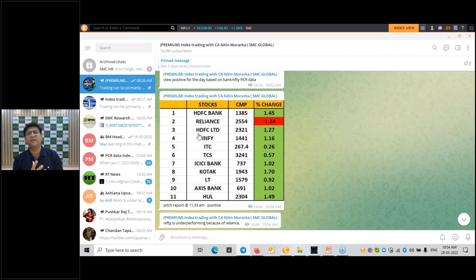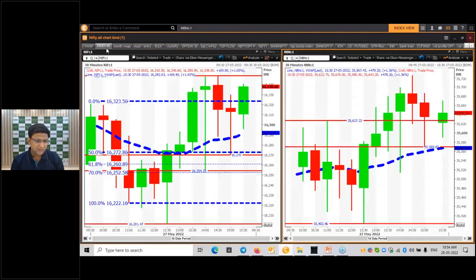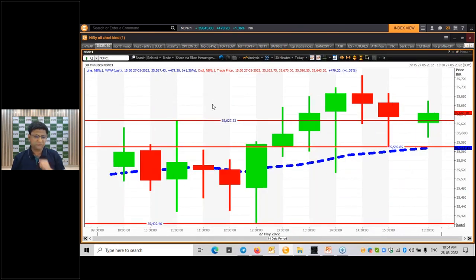You need to combine it with the charts: if PCR is positive and a breakout is happening on the 30-minute chart, then we should buy that breakout. So how do we do that? Let's move to a 30-minute chart. Let me take you to the 30-minute chart. So this is the Bank Nifty 30-minute chart.